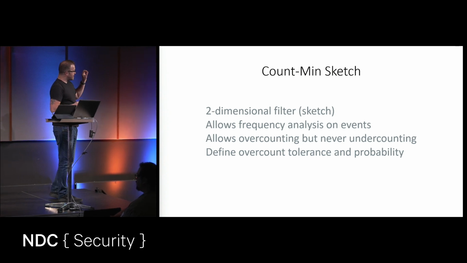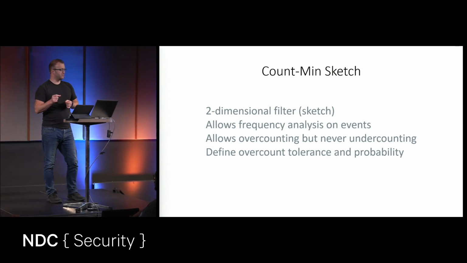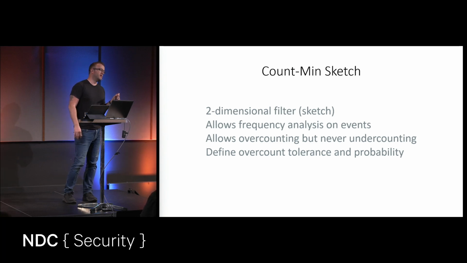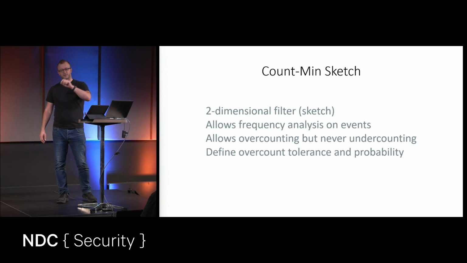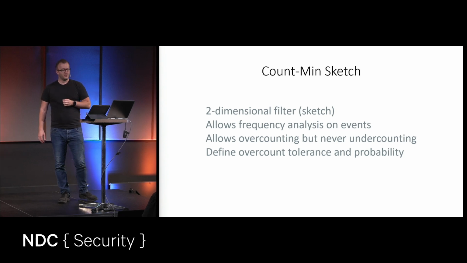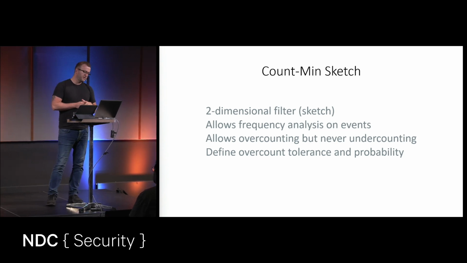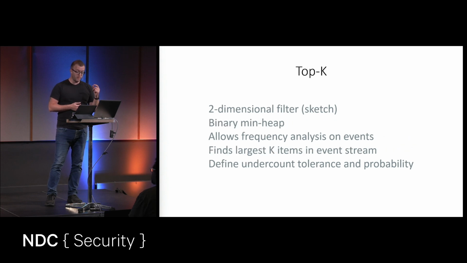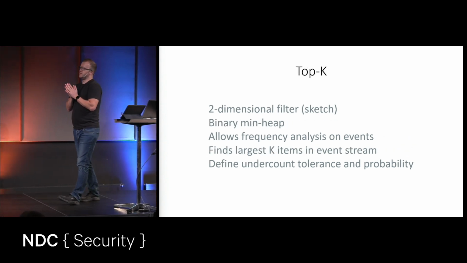Now, count min sketches can overcount, but they can never undercount. So if you query the sketch and say, what is the frequency of this report? It can tell you that you've seen it a few more times than you have, but it will never tell you that you've seen it less than you have. So we use this. You can define the tolerance for overcounting and the probability of false positives and things like this.